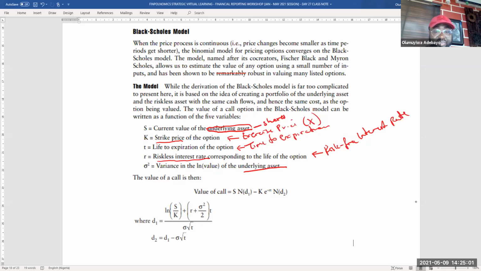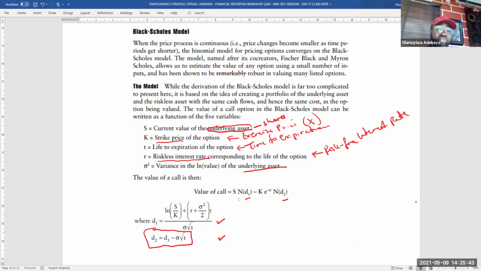The value of a call is based on this formula, and it's very simple by looking at the variables. The only thing that is now unique is D1 and D2, which are obtained by these formulas. Yours is not to prove the formula, but to apply the formula. What you then do is look for the normal distribution, which is the z-score of this N(D1) and N(D2). There is a relationship between D1 and D2, which is shown here, which means when you have your D1, you can automatically obtain D2.